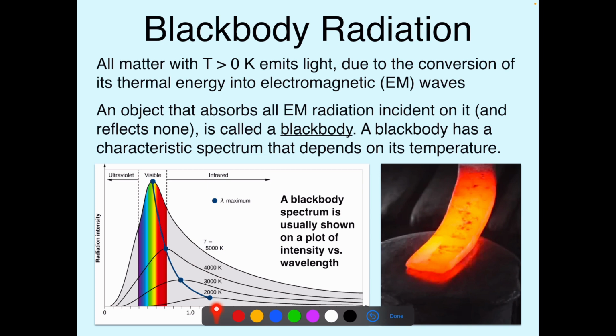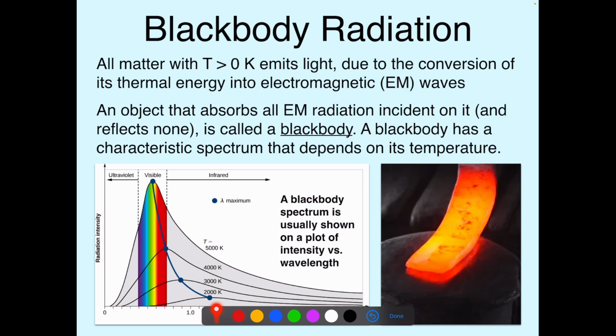Okay, well, atoms and molecules consist of electric charges, right? Positive and negative charges. And when you have an electric charge that's wiggling around, vibrating, it gives off light. Okay, so any object with a non-zero temperature is going to give off light. Basically, what's happening is the thermal energy in those jiggling atoms is converted into electromagnetic energy. That's just a fancy way of saying it's giving off light.